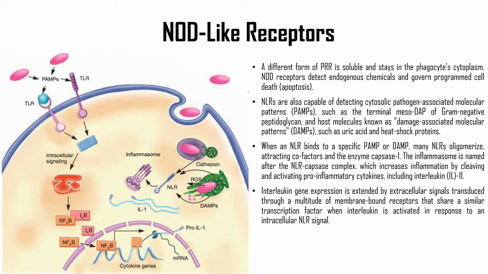So the purpose of nod-like receptors is to detect endogenous chemicals and govern programmed cell death, or apoptosis, and they are also capable of detecting cytosolic pathogen-associated molecular patterns.